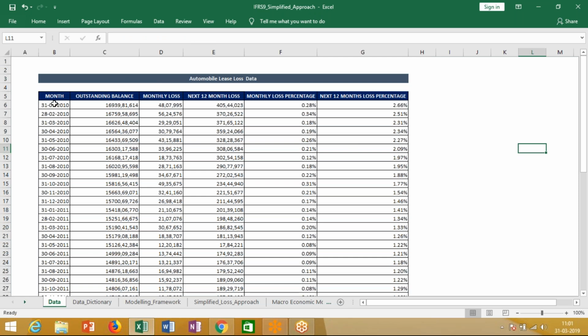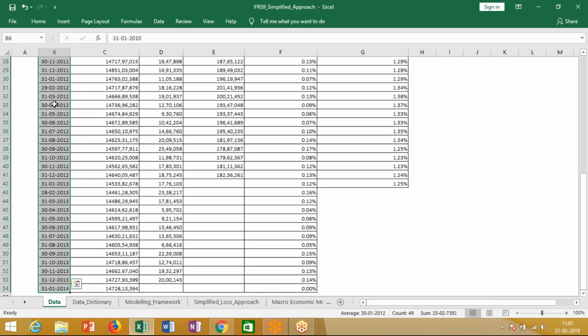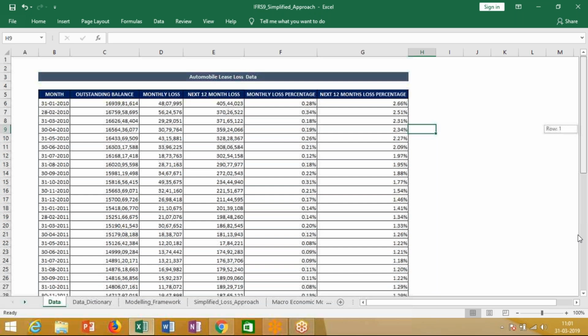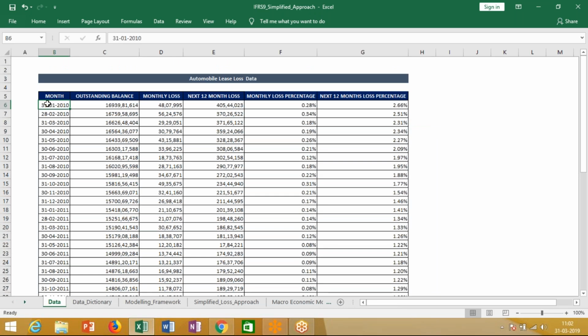Now this data is from 31st Jan 2010 to 31st Jan 2014. So this is a pretty old data set that I have. You can obviously change the dates in the data as per your requirement, so the date is not really important over here. What we have is data ranging from Jan 2010 to Jan 2014, so roughly 4 years, 48 months of data, right?